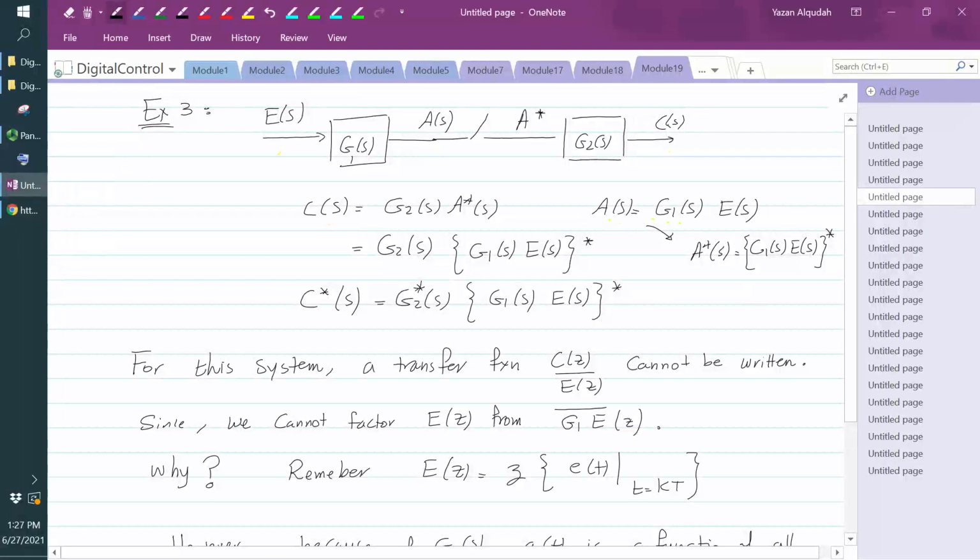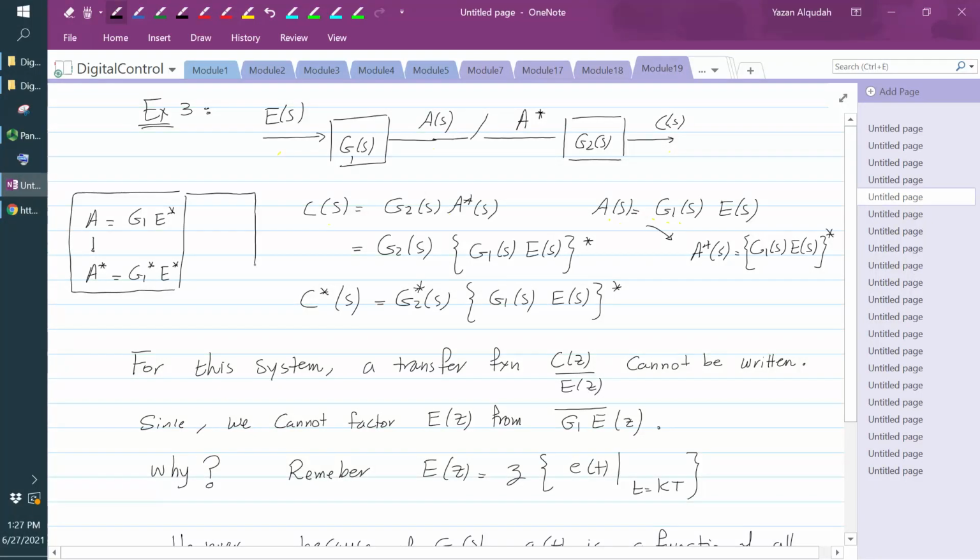Why? Because neither G1 of S nor E of S is starred. And therefore, when I take the star transform, I have to multiply them and then take the star transform of them. I hope this is clear. If I had A equal to G1 multiplied by E star, then when I take the star transform, I'm going to get A star equal to G1 star multiplied by E star. So this is one case.